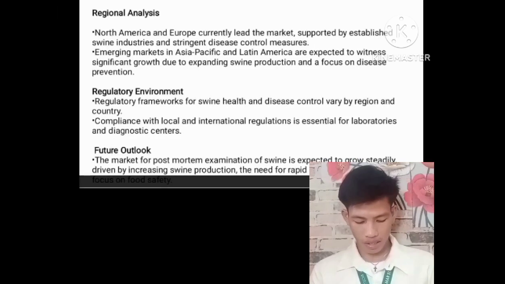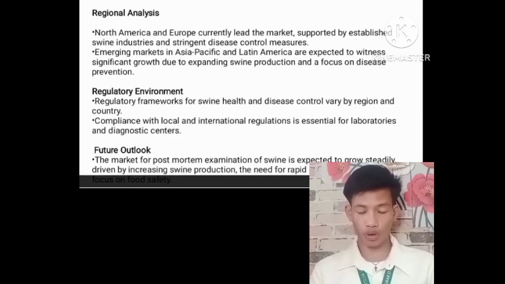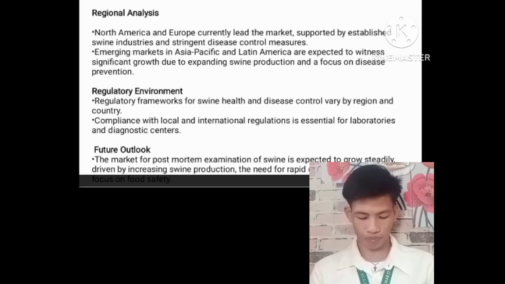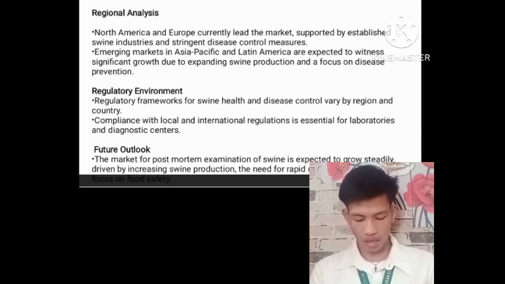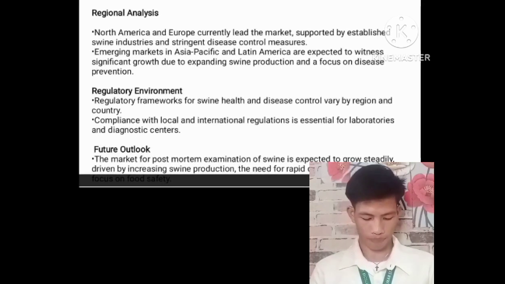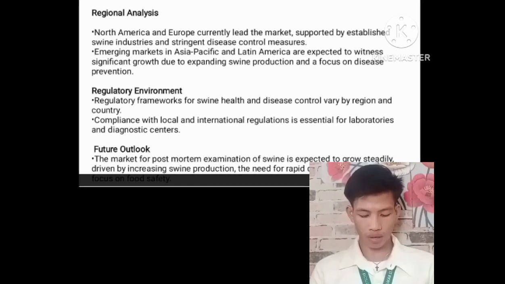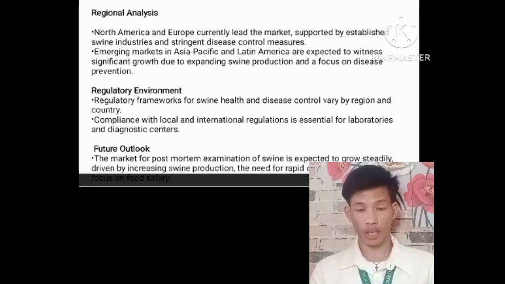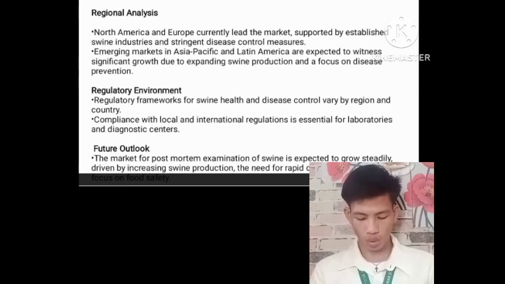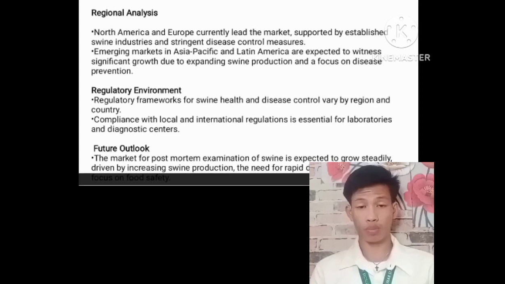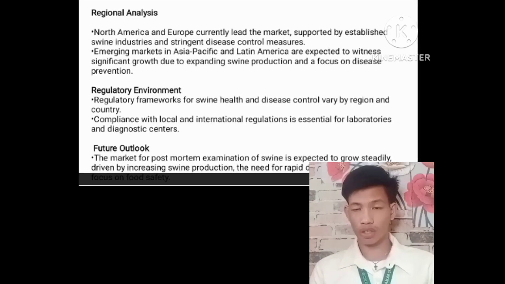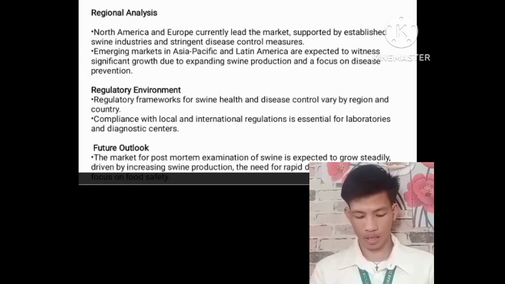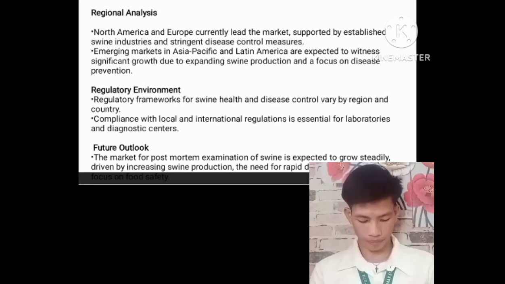Our regional analysis: North America and Europe currently lead the market, supported by established, developed swine industries and stringent disease control measures. Emerging markets in Asia Pacific and Latin America are expected to witness significant growth due to expanding swine production and focus on disease prevention. Emerging means the developing markets in Asia Pacific and Latin America.